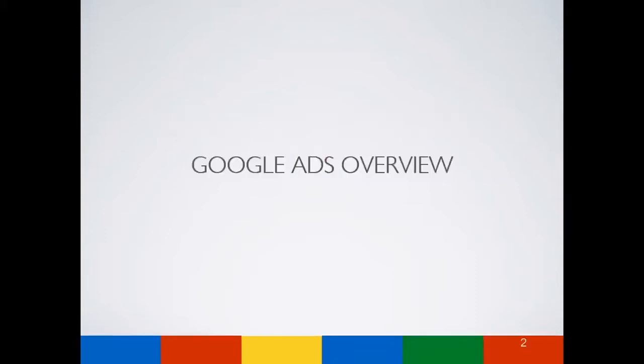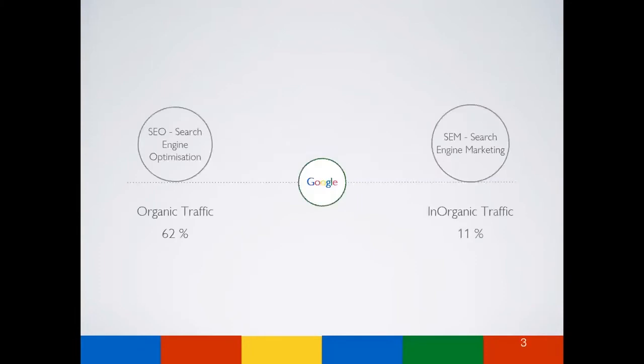Now, the Google AdWords overview. As you know, on a Google result page, you will see paid results, that is search engine marketing results, and these are also known as inorganic traffic, as I told some people yesterday and some the day before yesterday. The second type of result is the organic result, which comes from search engine optimization, around 62%.